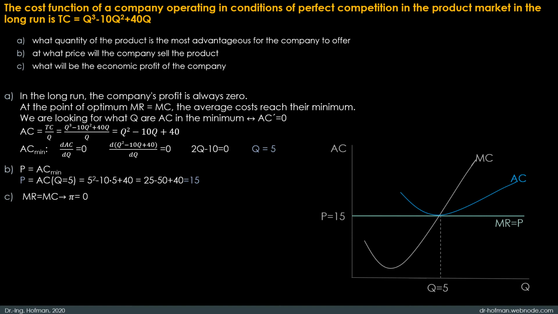And in the last point, C, we are asked what the economic profit of the company will be. Again, the optimum condition where marginal revenue meets marginal cost is given. That's why we know in the long run we always have 0 profit. So the profit is 0.